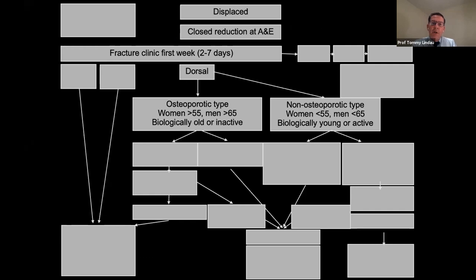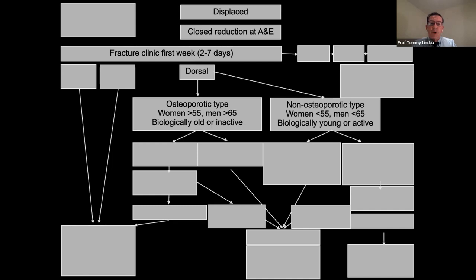The crucial part of the displaced dorsal fractures is to identify what kind of patient we have here, what kind of bone stock we have here. These are called osteoporotic type or non-osteoporotic type. For the osteoporotic type, sadly for women, already at the age of 55, we have a risk of clinical osteoporosis. For men, it's about 65.